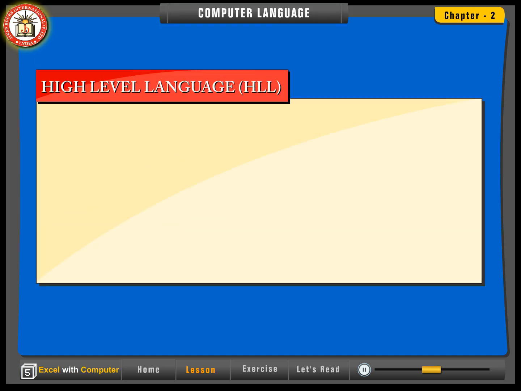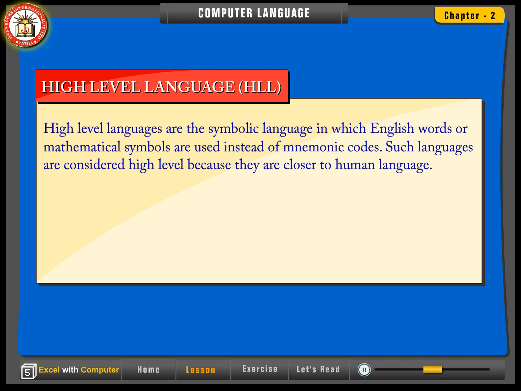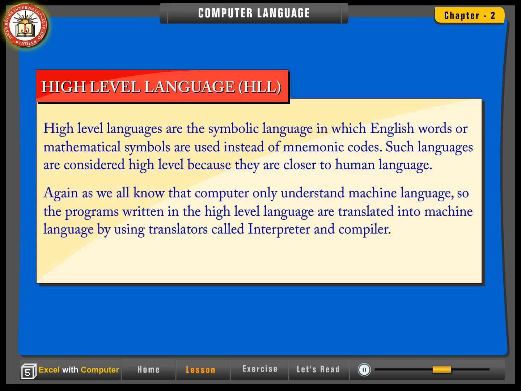High-level language, HLL. High-level languages are the symbolic languages in which English words or mathematical symbols are used instead of mnemonic codes. Such languages are considered high-level because they are closer to human language. Again, as we all know that computer only understands machine language, so the programs written in the high-level language are translated into machine language by using translators called interpreter and compiler.